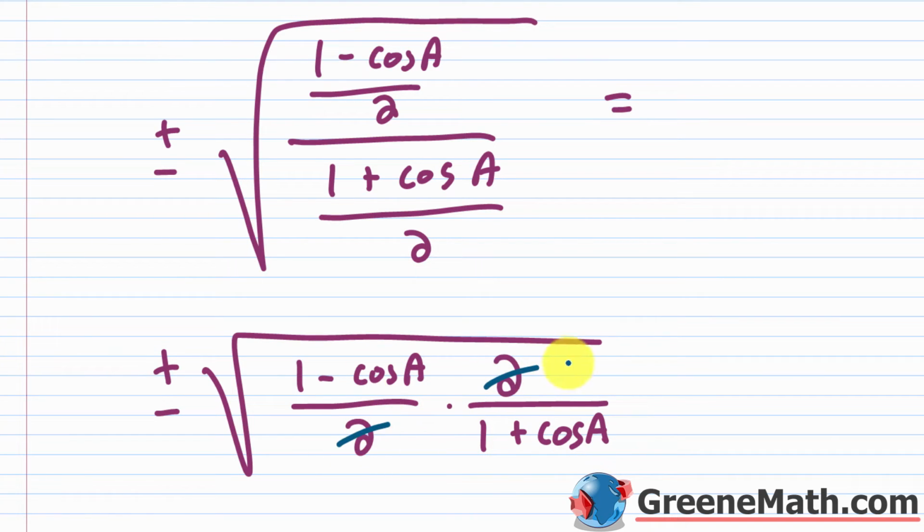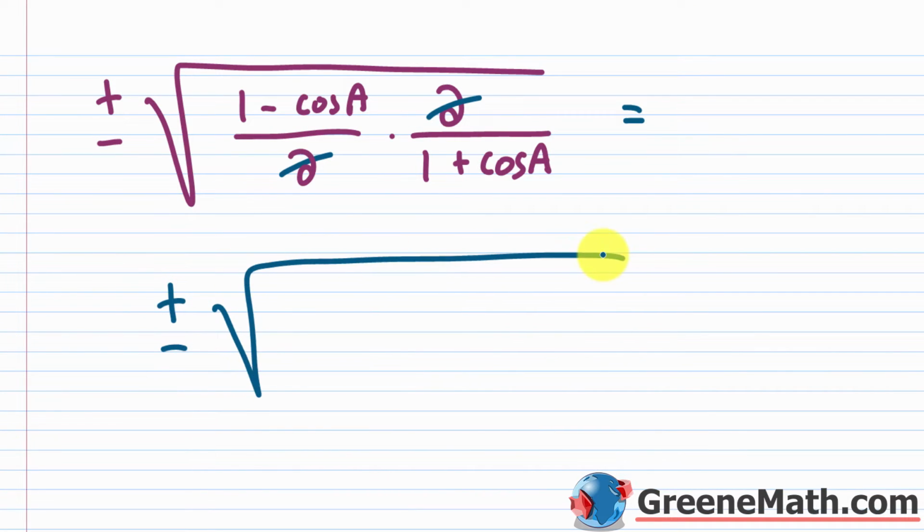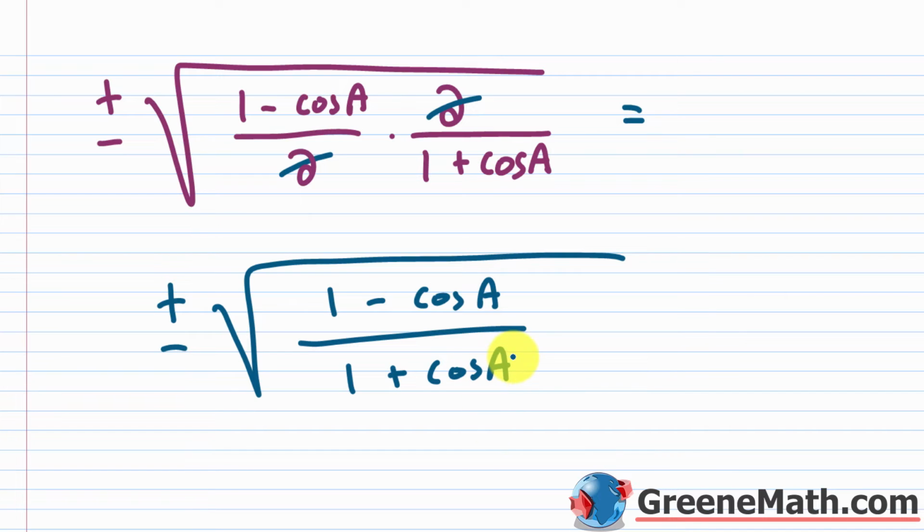And so the 2's are going to cancel. And so what does this give me? Well, at this point, I have my formula. So it's going to be plus or minus the square root of 1 minus the cosine of a over 1 plus the cosine of a. So that's what we're looking for.